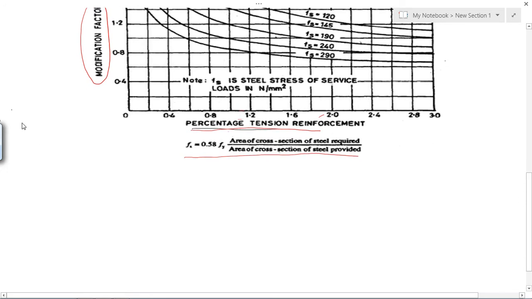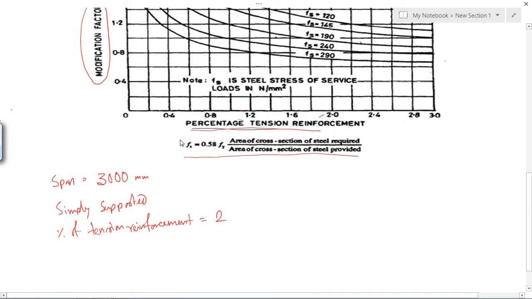Now let's solve a problem. Now the span is 3000 millimeter, the beam is simply supported, and the percentage of tension reinforcement is 2.